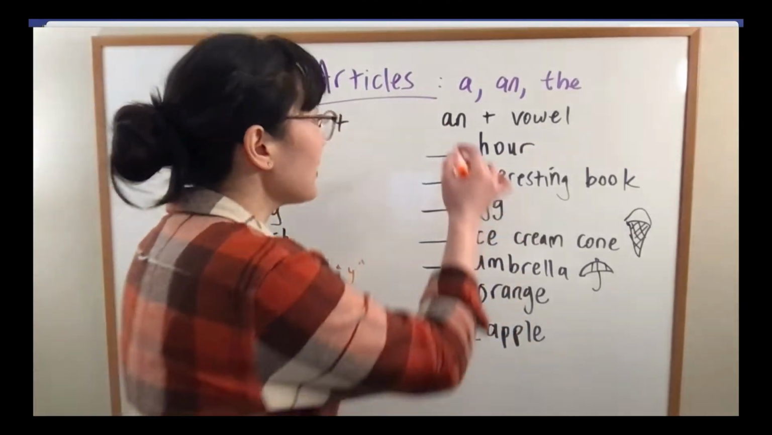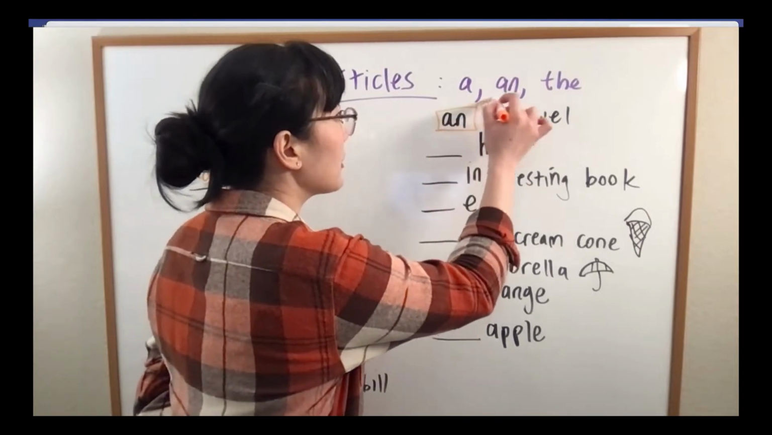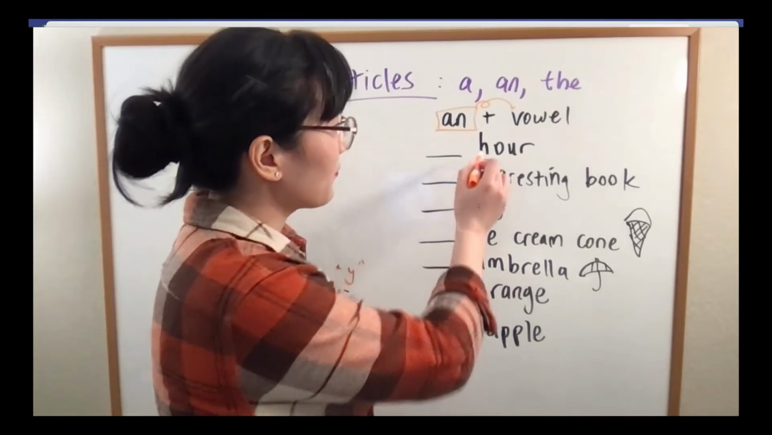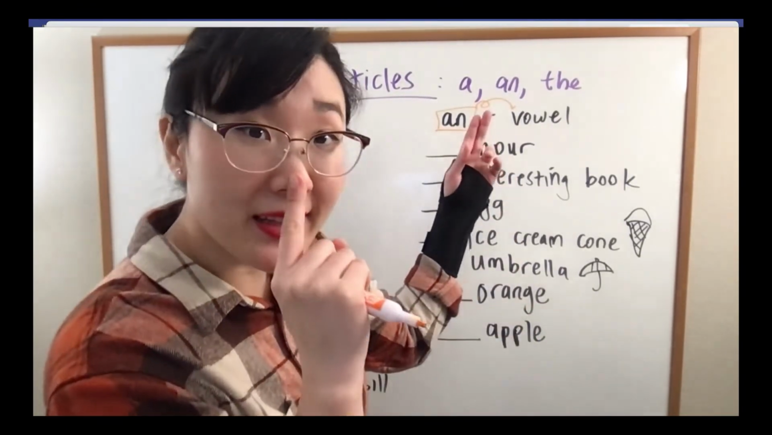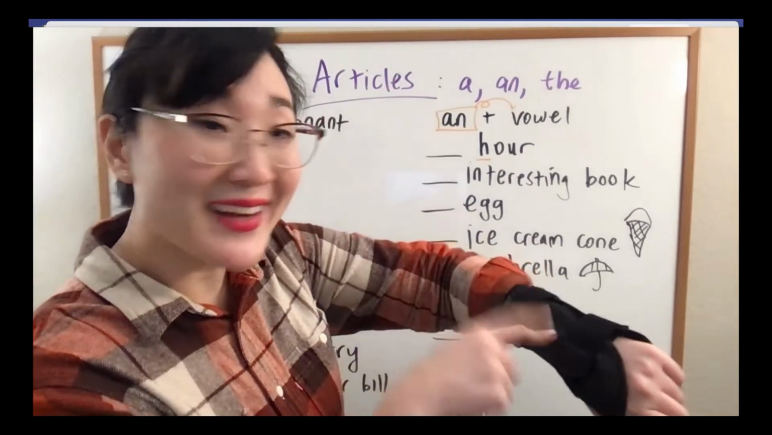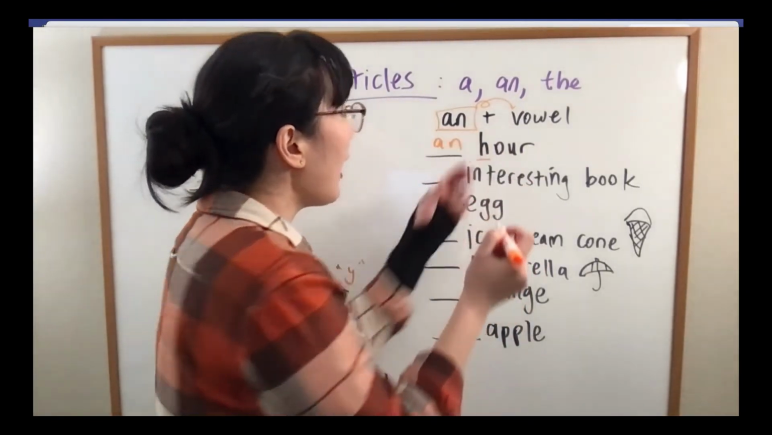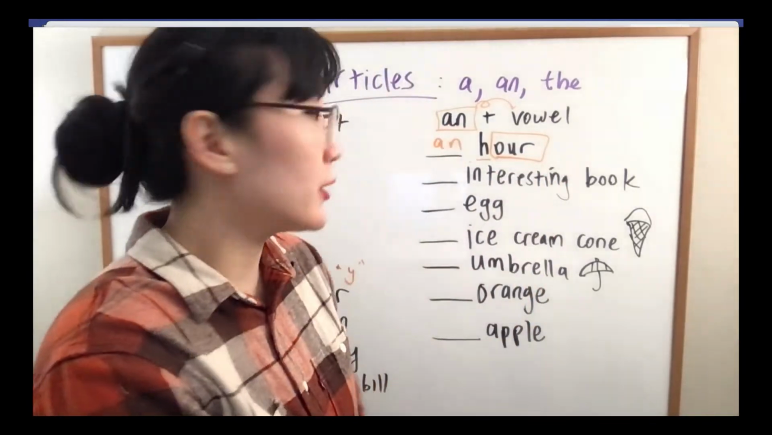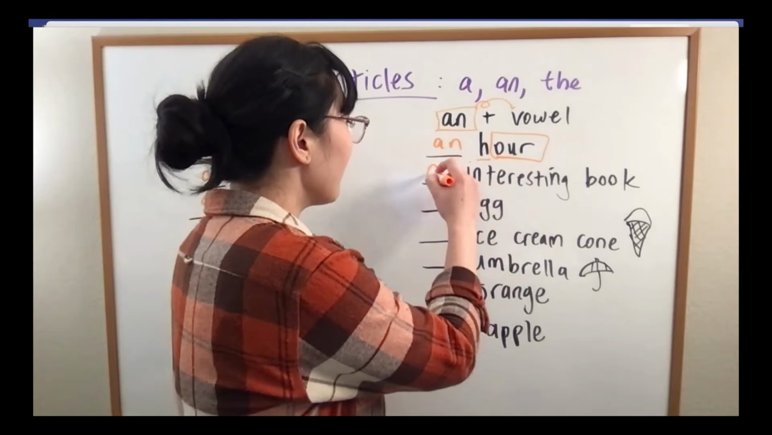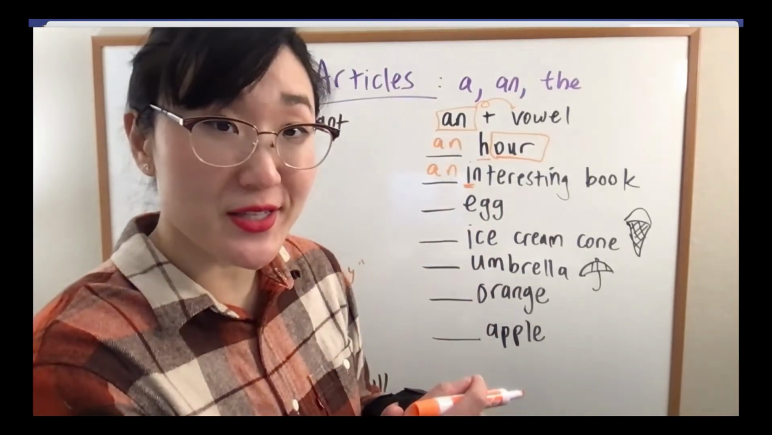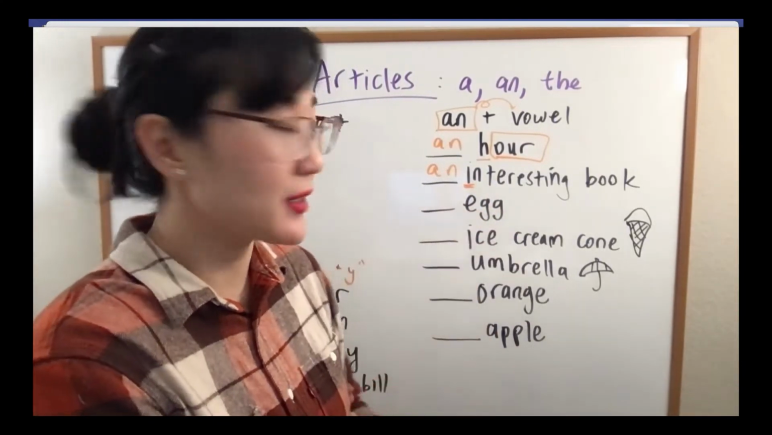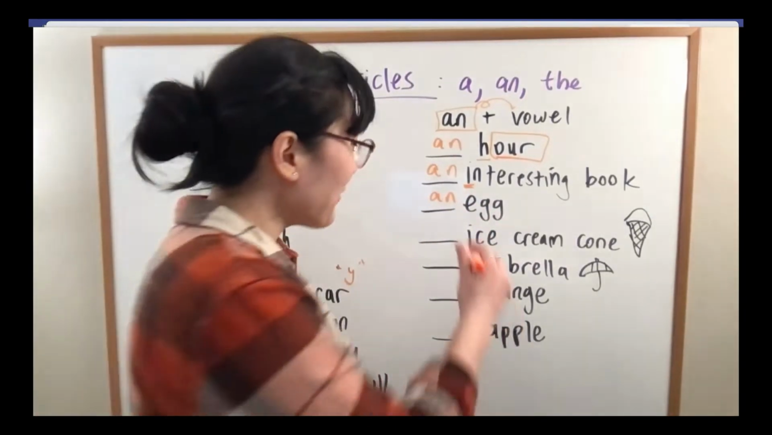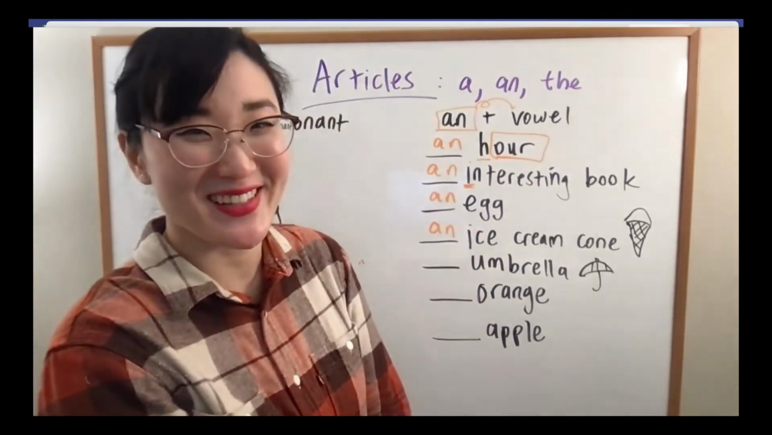On this side, I use an when I follow it with a vowel sound. But Caroline, this is not a vowel because the H is silent. We say an hour. We pronounce this part, an hour. Here, oh, that is an interesting book. An interesting book. Oh, I want an egg for breakfast. No, I want an ice cream cone for breakfast.